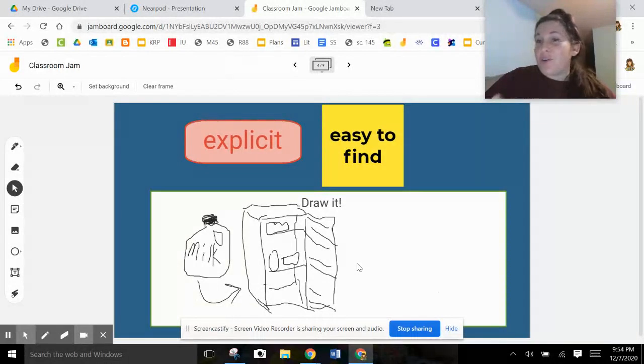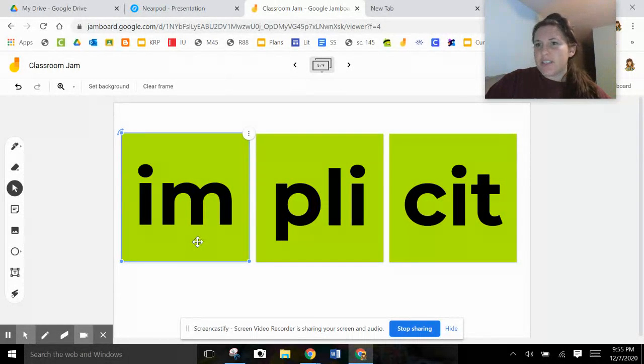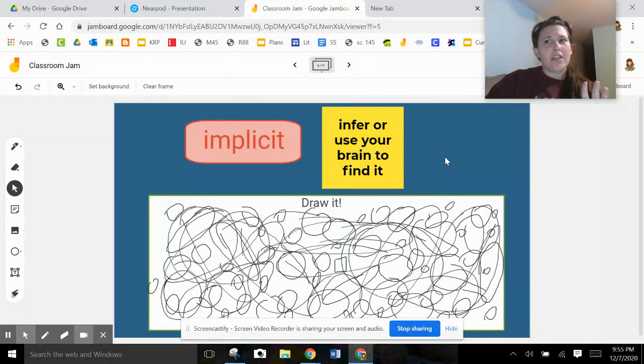And if you don't have any at your house, where do you go to find it? A store, a grocery store. You know where to find milk. So milk is easy to find. So milk is a good example of a drawing of something that's explicit. Something that's implicit, that you have to use your brain. So implicit looks a lot like explicit except for that beginning sound. So the beginning sound in explicit has the ex sound. My dog's being goofy. And the implicit has the I-M beginning, but it sounds exactly how you would read it, implicit. And this is the drawing I came up with for implicit.